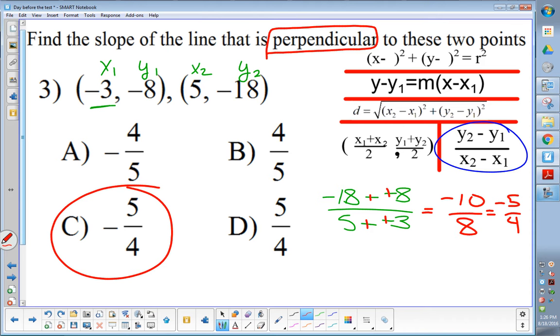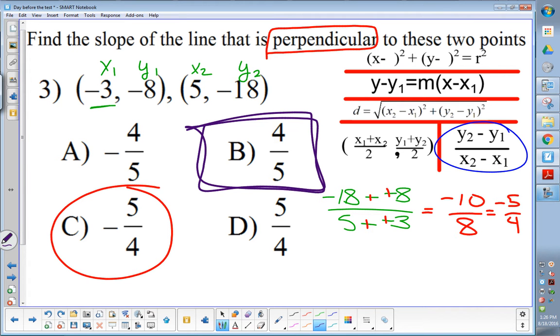It said the perpendicular to that. So if it says negative 5 fourths, I got to do perpendicular. What do I need to do with a fraction to make it perpendicular? Flip it, change the sign. So what's my actual answer? That's your real answer. Be careful. Don't make a silly answer.